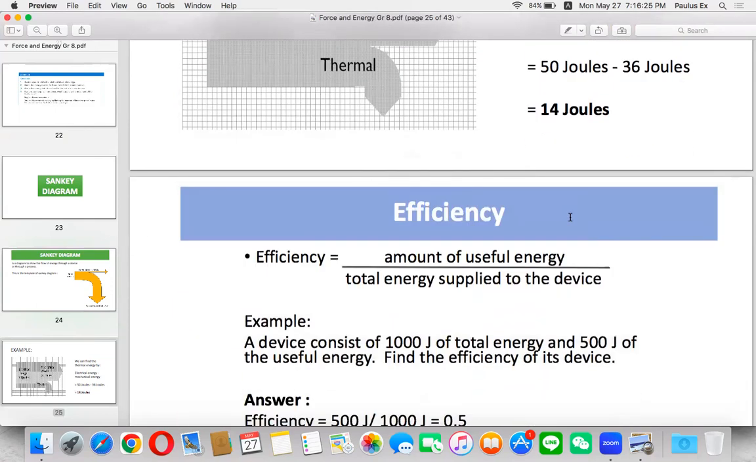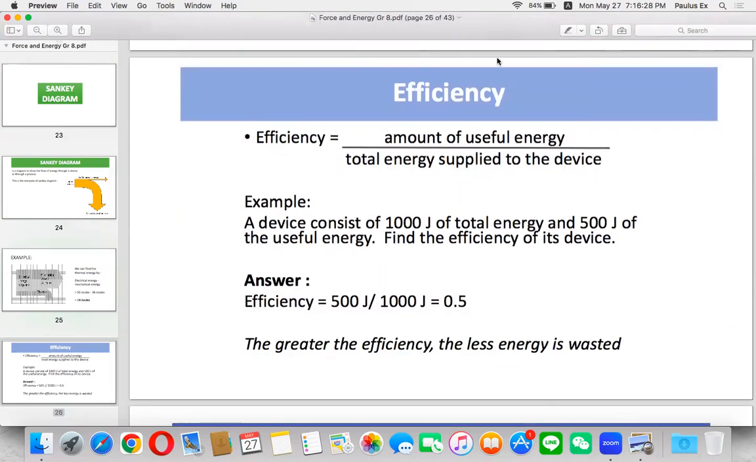Okay. Now efficiency is the amount of useful energy over the total energy supplied to the device. For example, a device has 1,000 joule of total energy and 500 joule of useful energy. Find the efficiency. We know the formula: amount of useful energy, 500, over the total energy supplied, 1,000 joule.